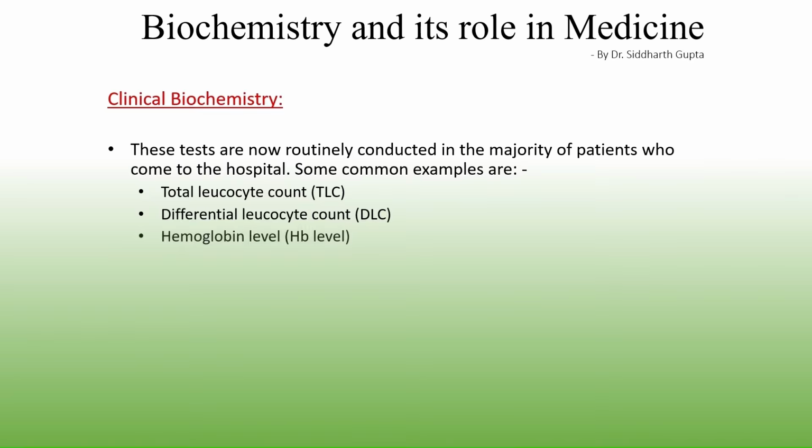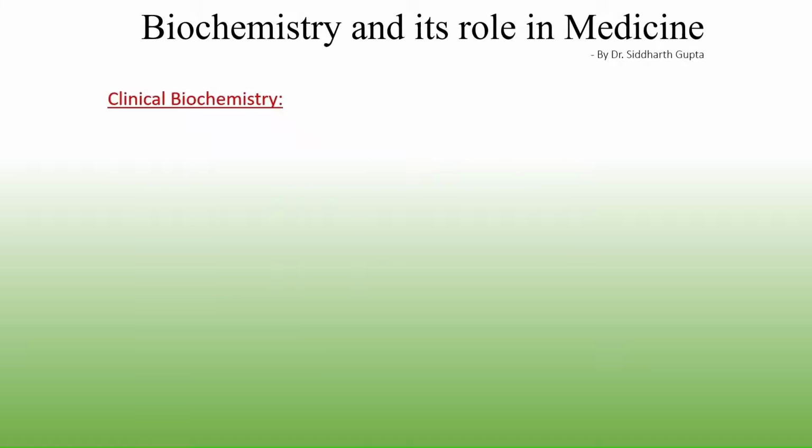Hemoglobin levels, which help in detecting anemia. Then you have the liver function tests like ALT, AST, albumin, etc., which check for liver damage. And the common renal or kidney function tests are serum creatinine, blood urea nitrogen, and plasma levels of sodium and potassium, which check for kidney damage.